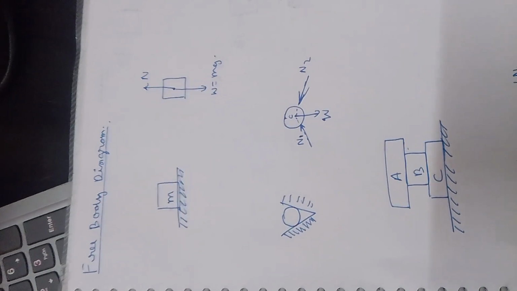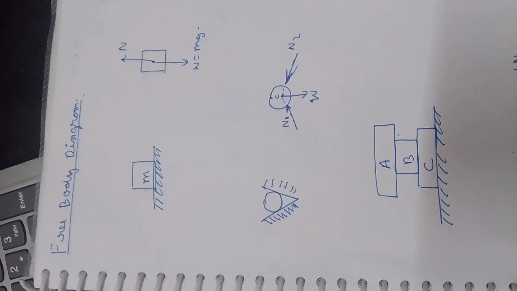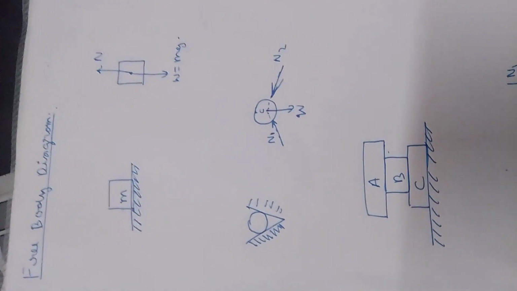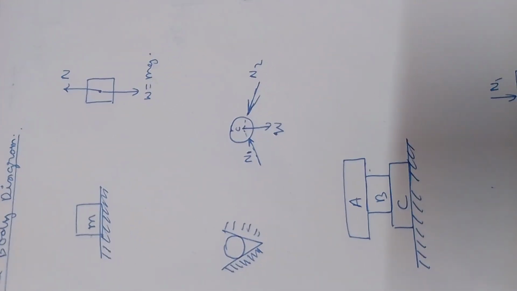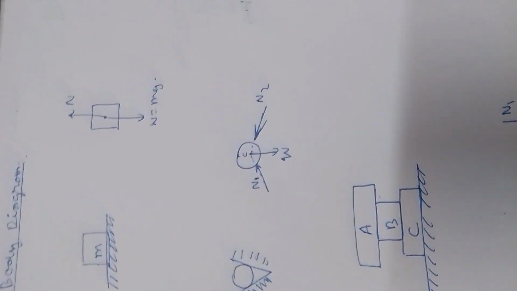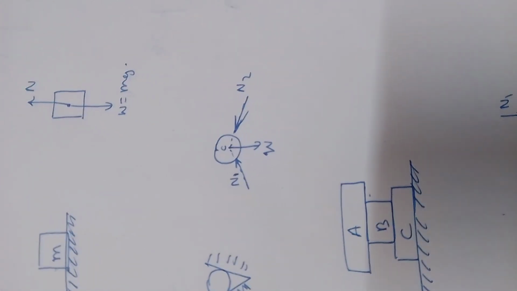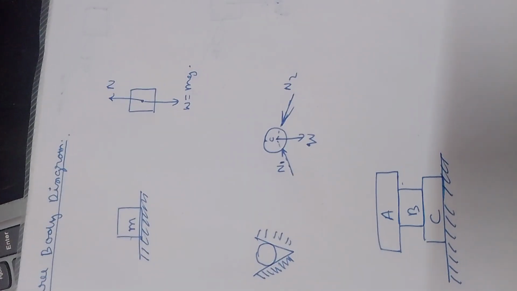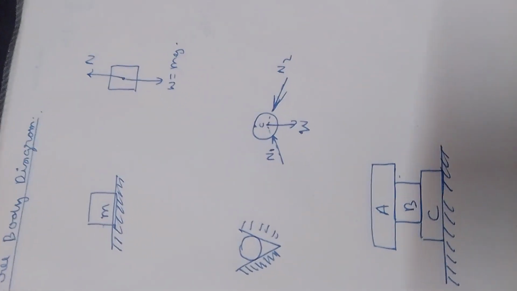Now let's see the free body diagram, which is very essential to solving the numerical questions and scenario questions in physics. What is a free body diagram? A free body diagram consists of a diagrammatic representation of a single body or a subsystem of bodies isolated from its surroundings, showing all the forces acting on it. The free body diagram shows all the forces acting on a block or a subsystem.